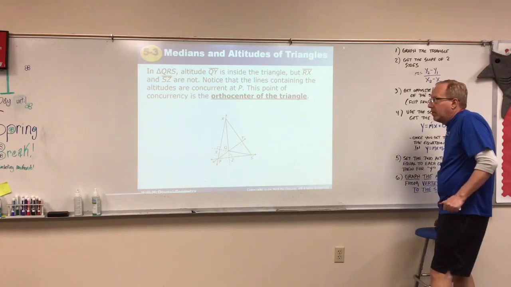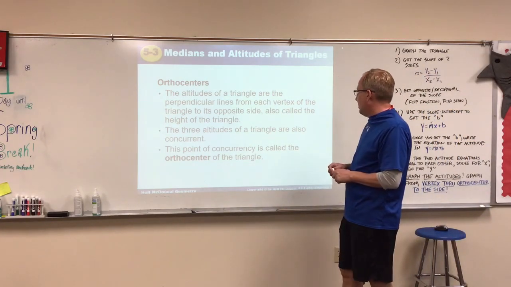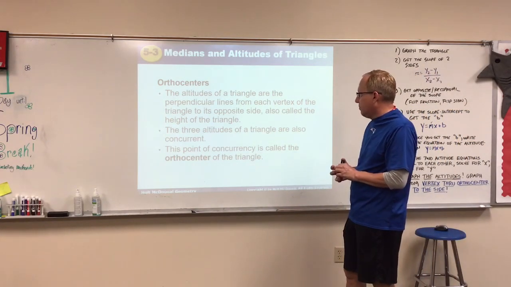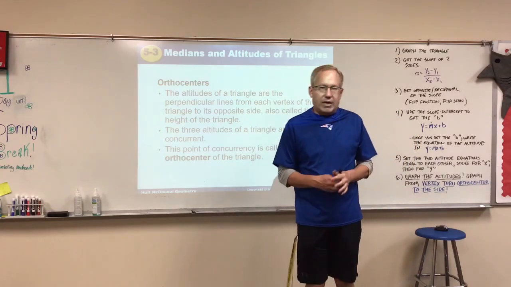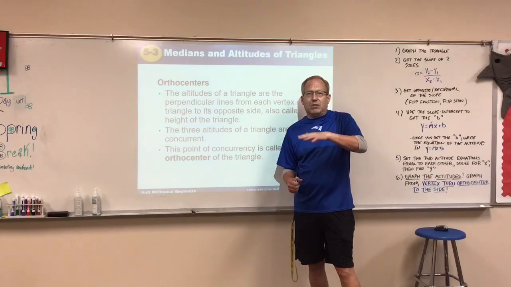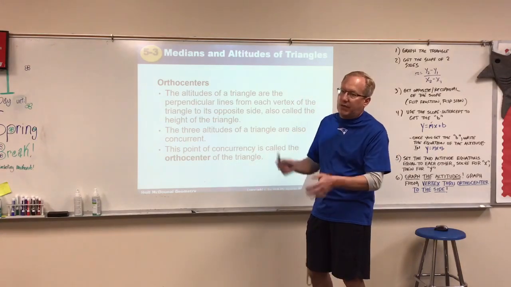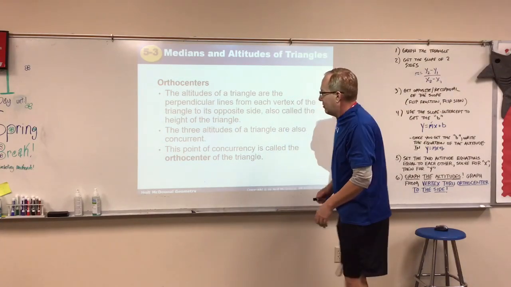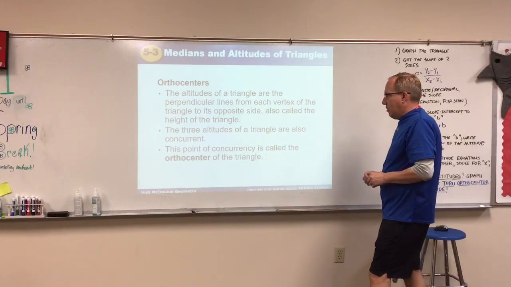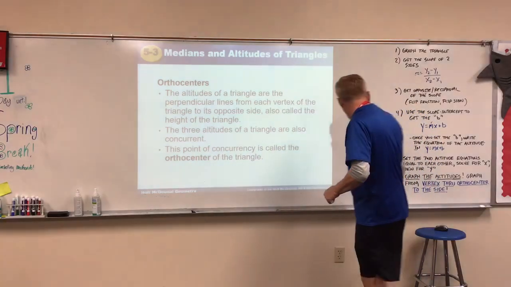All right. Orthocenters: the altitudes of the triangle are perpendicular lines from each vertex of the triangle to the opposite side. It's also called the height of the triangle. So the altitude is called the height. Height is another word for altitude. A plane with an altitude of 33,000 feet is 33,000 feet above the ground, a height above the ground. So that's where it gets the name from. The 3 altitudes of the triangle are concurrent. That point of concurrency, again, is the orthocenter.